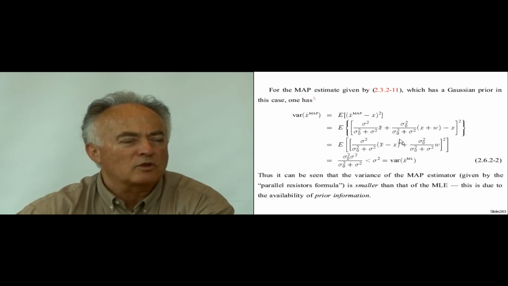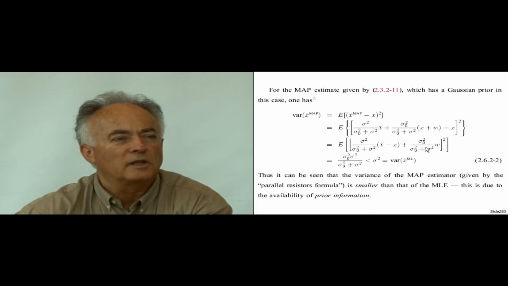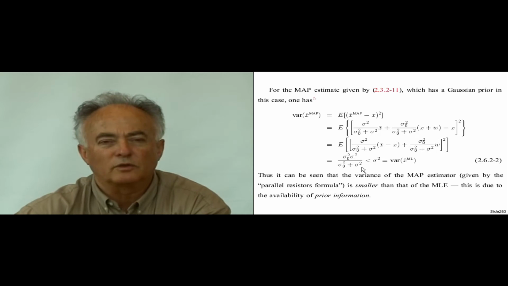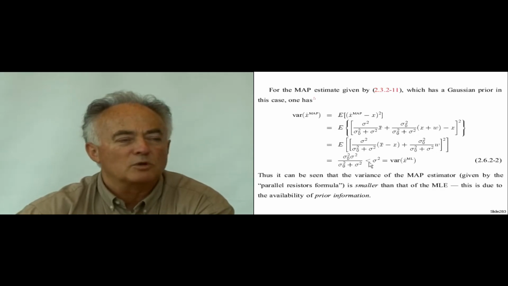This will be, after taking the square and expected value, the prior variance sigma 0 squared, and this will be the variance of the noise sigma squared. Carrying out these operations, which I suggest that you follow, or reconstruct the derivation from the third line to the fourth line, it will yield, again, the parallel resistors formula, sigma 0 squared sigma squared over sigma 0 squared plus sigma squared, which is less than sigma squared, which is the variance of the maximum likelihood estimator.